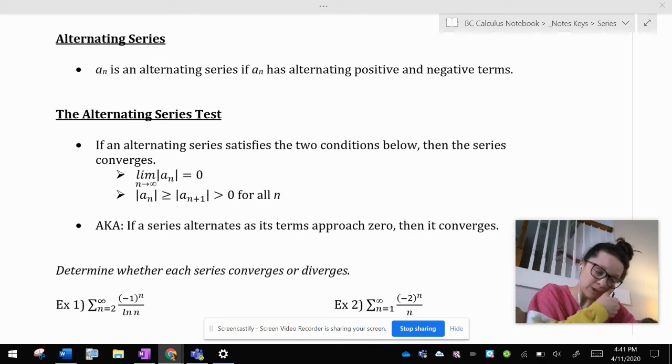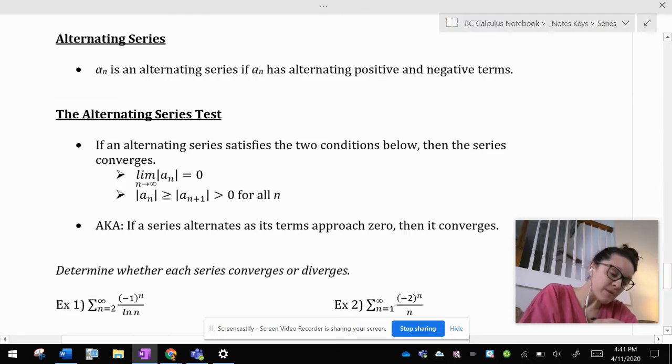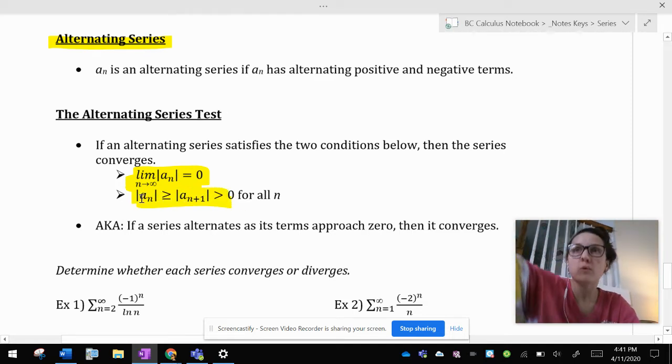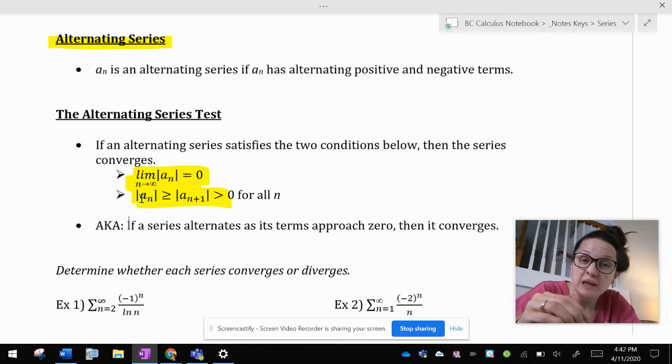That's an alternating series. So if we want to do an alternating series test, I first have to make sure it's alternating, positive, negative, and then it has to satisfy two conditions. The terms of the series have to approach zero and decrease, okay? And they have to decrease going down. So it can't go up and then down and then up more and then down. It's got to just be continuously decreasing in absolute value and head towards zero. If it does that, it converges. If it doesn't do that, it diverges.